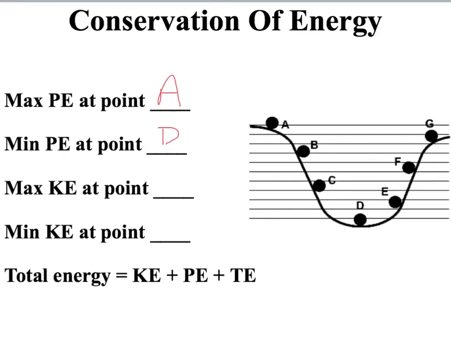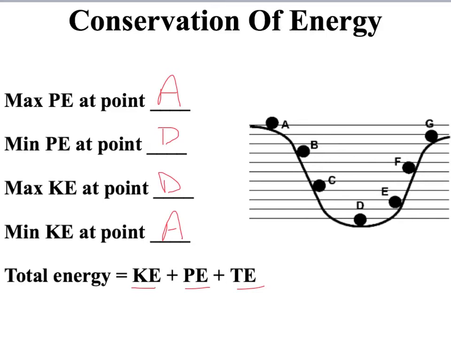Now the amount of kinetic energy is going to be inversely proportional to the amount of potential energy. So what you'll see is these two just flipped. So the kinetic energy is going to be maximum at point D, and the minimum is going to be at point A. But in all cases, total energy is going to be conserved: kinetic energy plus potential energy, and in this case, since the ball is rolling against the ground and there's friction, we'd have thermal energy too.